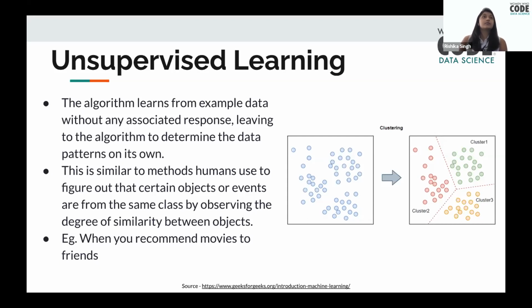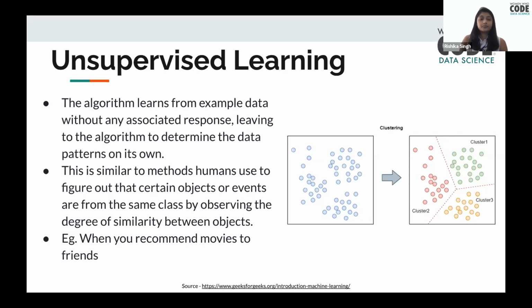And so the main goal is to model the underlying structure or distribution in the data in order to learn more about this data. This is similar to methods that humans use to figure out that certain objects or events are from the same class by observing the degree of similarity between said objects.